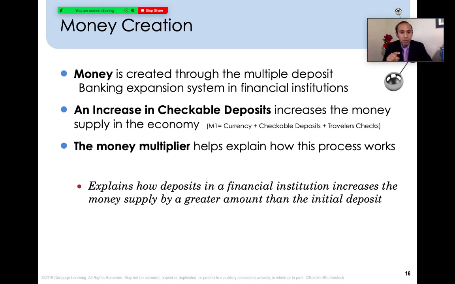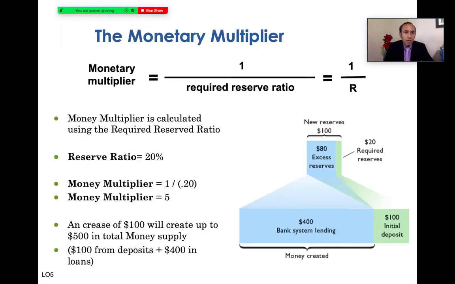It explains how deposits in one financial institution, or in the financial institution sector, increase the money supply in the market, essentially in financial markets, by a greater amount than the initial deposit. This is the money multiplier effect. Money creates more money through financial systems, or the effective usage of money can create more money. Now, here we have the monetary multiplier explained.